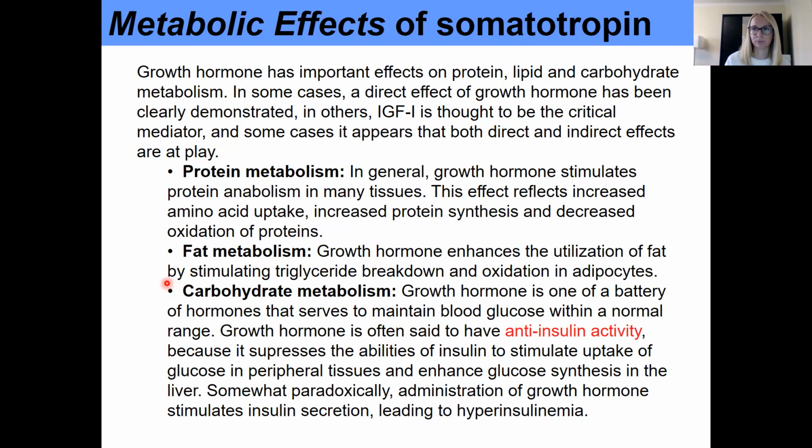Second one is fat metabolism. Growth hormone enhances the utilization of fat by stimulating triglyceride breakdown and oxidation in adipocytes. Growth hormone is also one of the counter-regulatory hormones that serves to maintain blood glucose within a normal range. Growth hormone is often said to have anti-insulin activity because it suppresses the ability of insulin to stimulate uptake of glucose in peripheral tissues and enhances glucose synthesis in the liver.